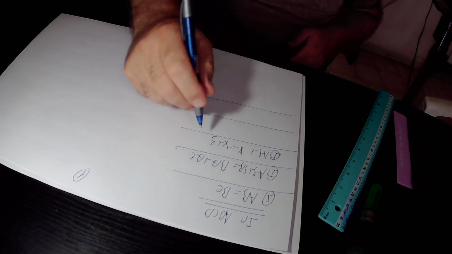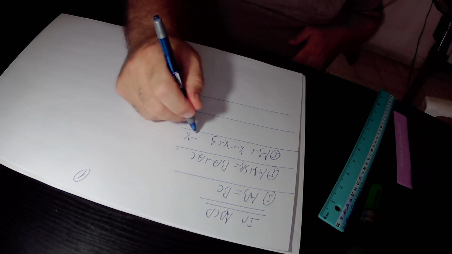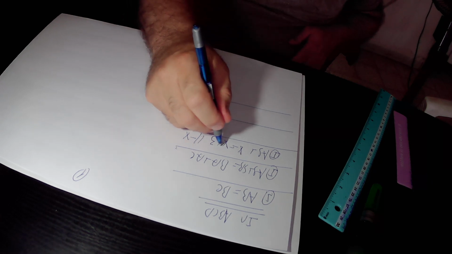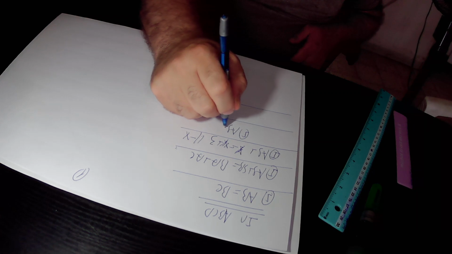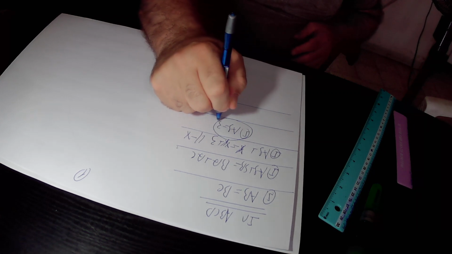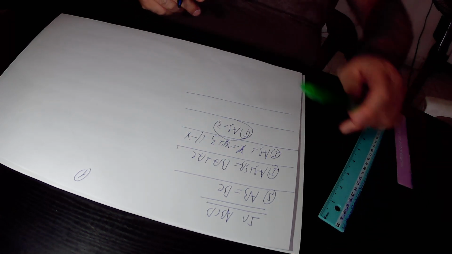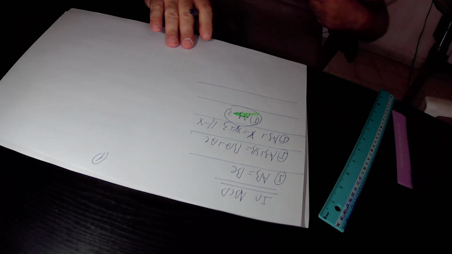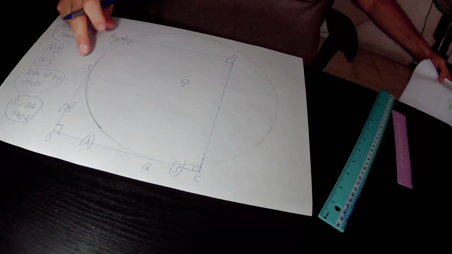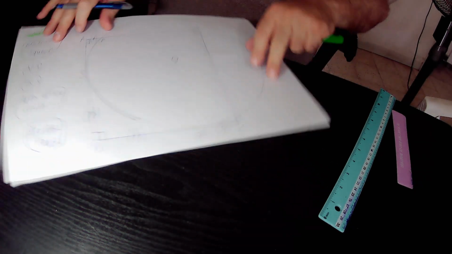Here we subtract X from equation 1. So X will get cancelled, and we're left only with AS, that is equal to 3 units in its length. So actually, AS is equal to 3 units in its length.